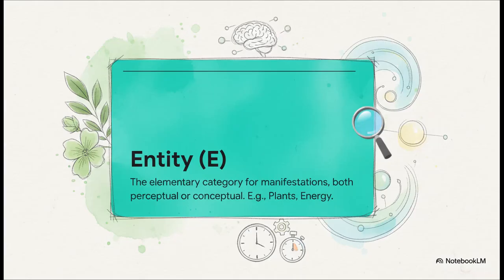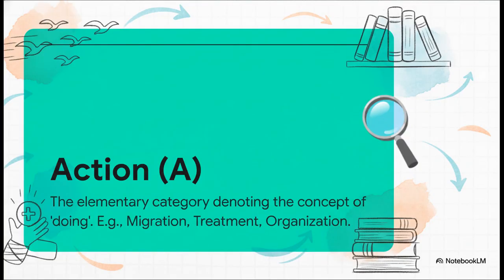Next is the entity. This is the noun of our subject. It's the main thing, the core concept we're actually talking about. It could be something you can touch, like plants, or something more abstract, like energy. It's the star of the show. Then we have action. This is our verb. It's the doing part. Now, this could be an action the entity is doing itself, like birds and migration, or it could be an action being done to the entity, like treatment or organization.